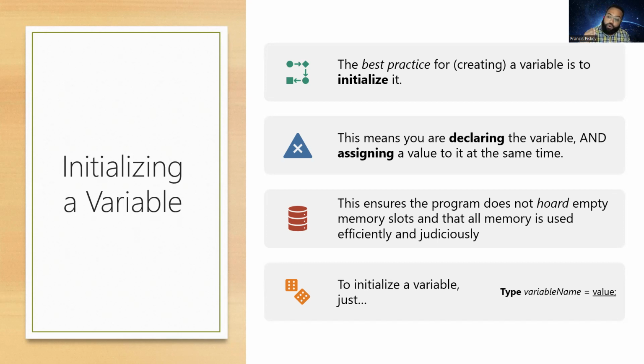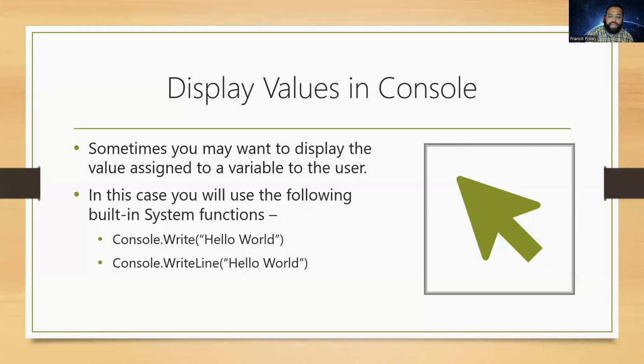This ensures the program does not hoard empty memory slots. To initialize a variable, just use the equal sign. So let's talk about that for a second. One equal sign means assignment. Two equal signs means equality. I will say that again. One equal sign means assignment. Two equal signs means equality. All right. And we'll talk about that when we get back into the code.